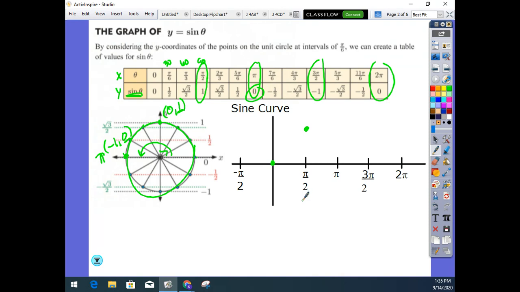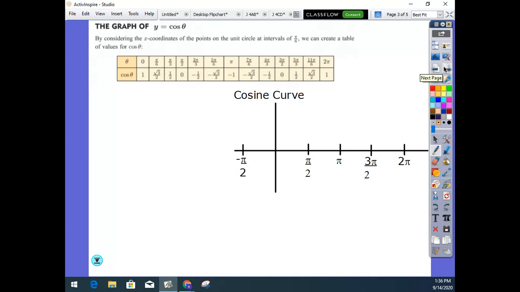You just need to mark each hash mark going up by pi over 2. We start at 0. It's either 1, 0, negative 1, or 0. Sine goes up to 1 and down to negative 1. Then I just connect the dots. I make a nice, smooth curve, and it repeats over and over again. So the main idea is we go 4 spots: sine starts at 0, 1, 0, negative 1, 0. Connect the dots.